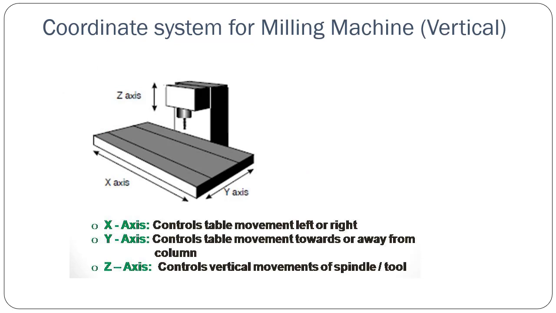Coordinate system for milling machine. The table will have x and y axis. Again, the rotation is in the milling tool, so it is the z-axis. To give depth of cut, we have to specify a negative value in the z-axis.